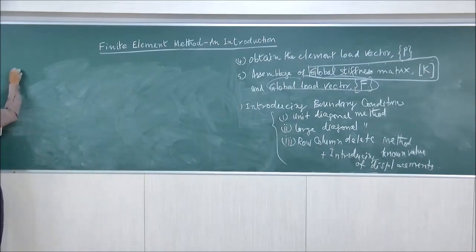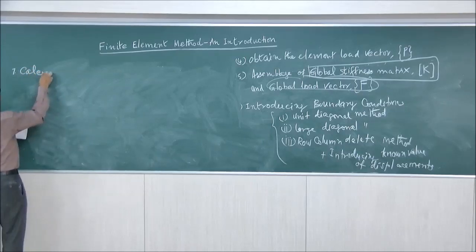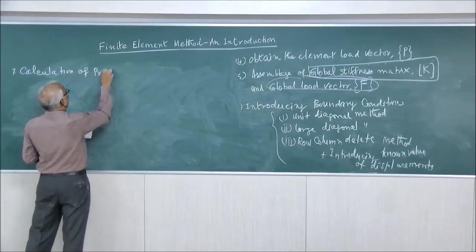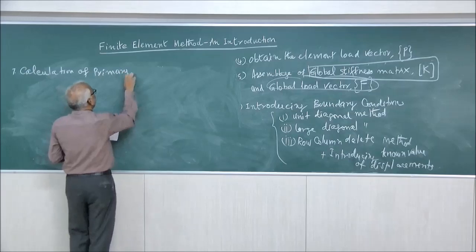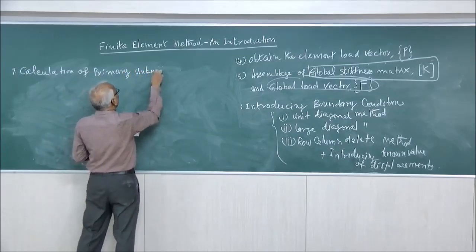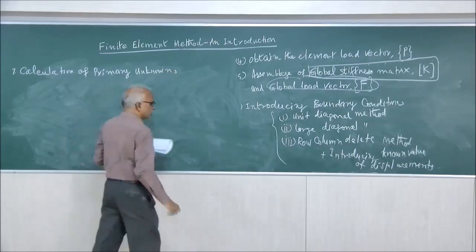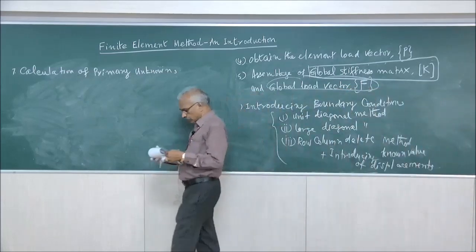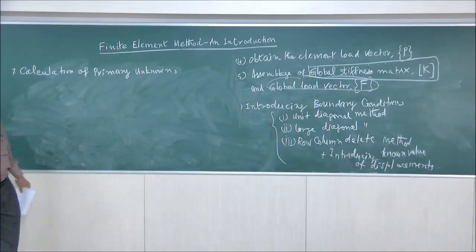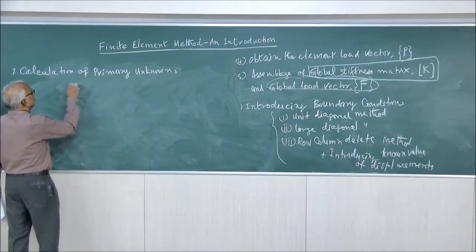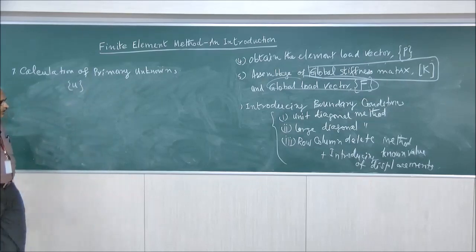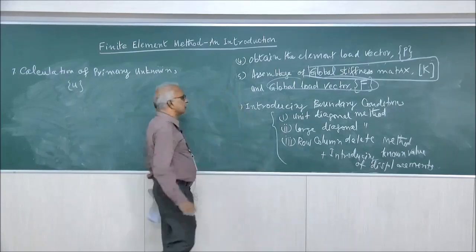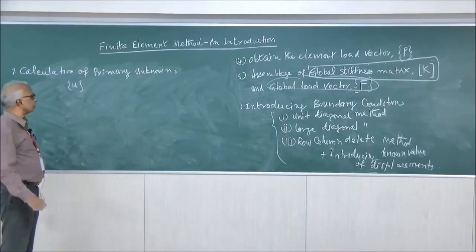Next step is calculation of primary unknowns. We are following a displacement based finite element approach, so we know that the displacements are the primary unknowns, displacements U. Now we have gone to the structure stiffness matrix. We have got capital K into U equal to F. So already we have got capital K values and also F values for the structure.